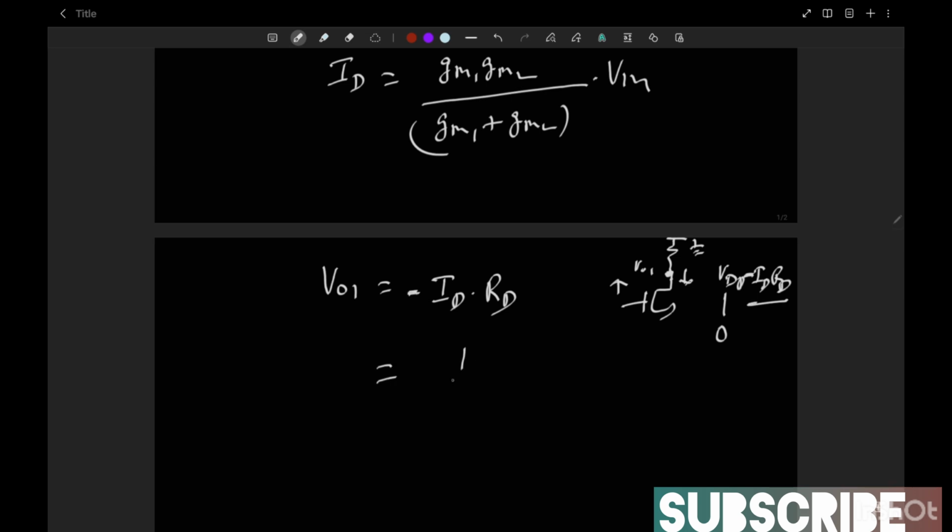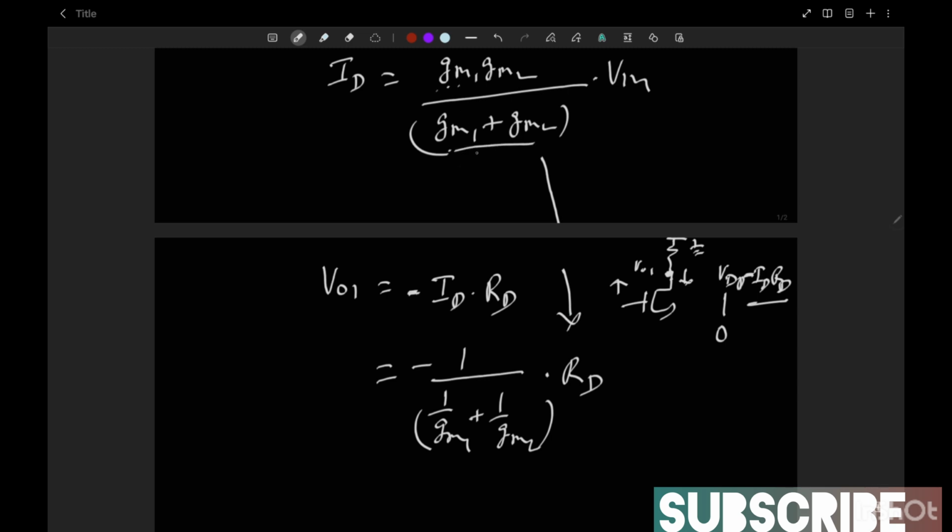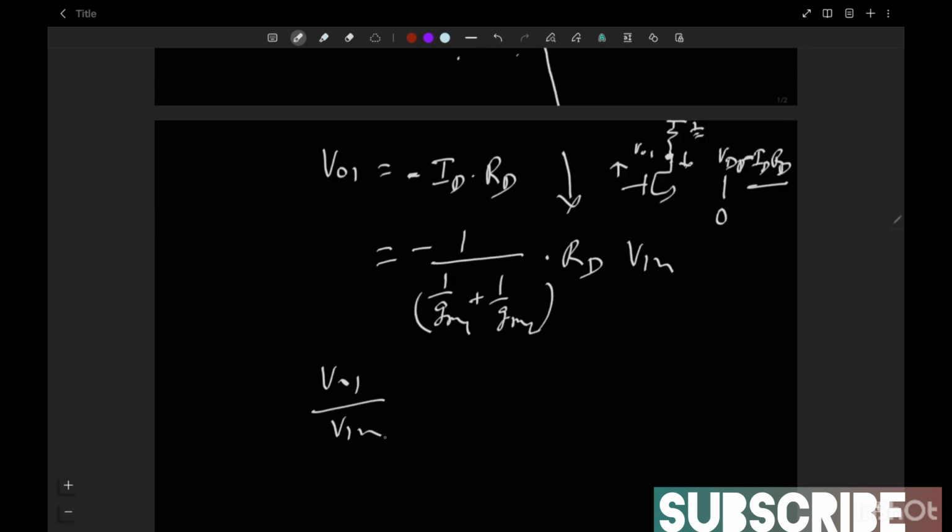It will become 1 by gm1 plus 1 by gm2 into RD. Just changing the form, dividing by gm1 gm2, here it will come 1 by gm1 plus 1 by gm2 times RD. So this is into Vn. So Vo1 upon Vn will become minus RD upon 1 by gm1 plus 1 by gm2.